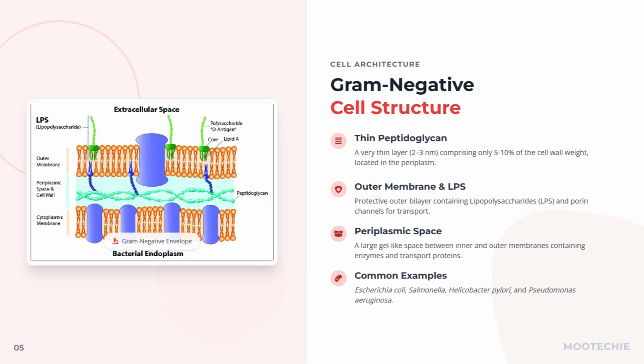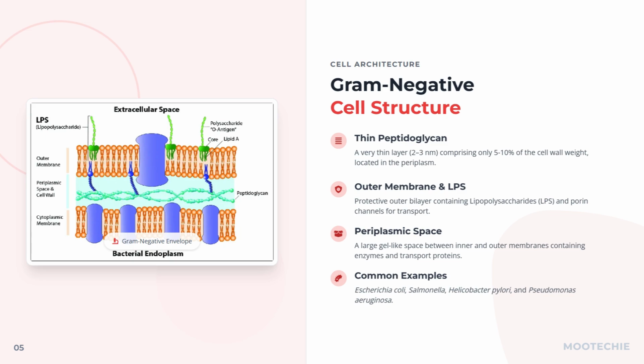Outer membrane and LPS, a protective outer bilayer containing lipopolysaccharides, or endotoxin, and porin channels for transport. This is their signature feature, a second outer membrane. The LPS, or endotoxin, on its surface can trigger severe immune reactions like septic shock. The porins are like selective gates.